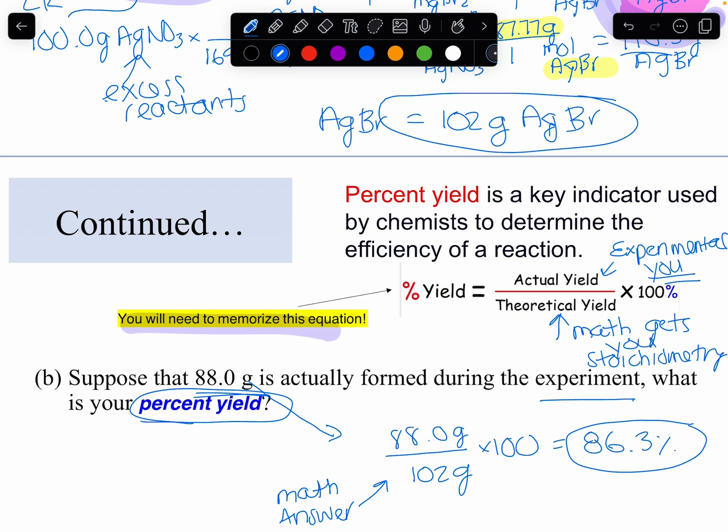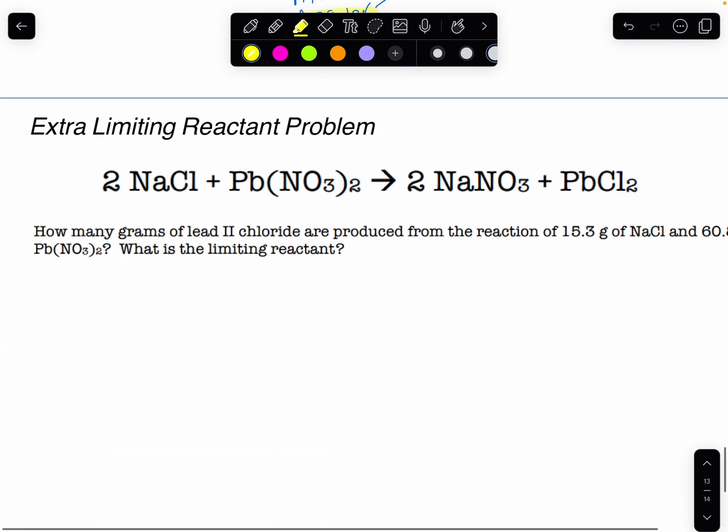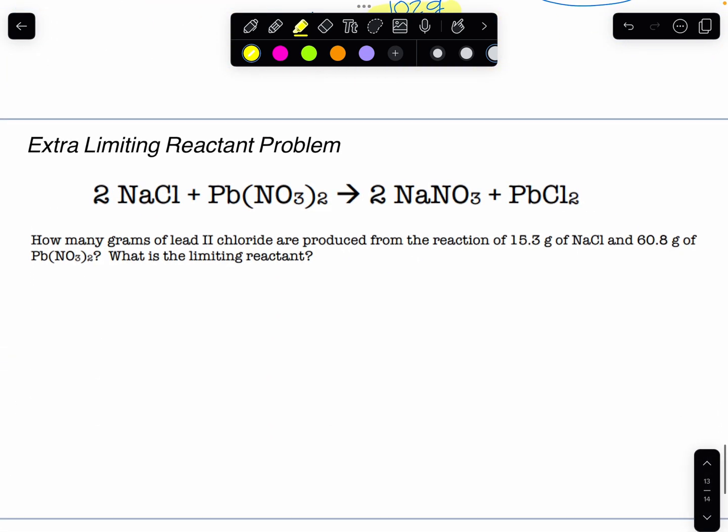So that means our experiment was 86.3% accurate. We yielded about 86% of what we thought we were going to yield, okay? Which makes sense. It's very common not to yield exactly what you want. All right, so you will need to know this equation. The math is always going to be the number on the bottom, whatever your math answer is, and you are going to be given in the example or in the actual question the top number, okay?